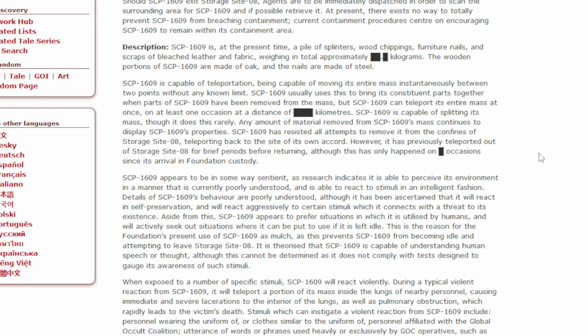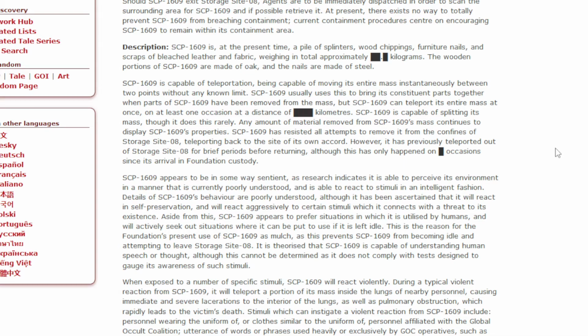It's capable of teleportation, being capable of moving its entire mass instantaneously between 2 points without any known limit. It usually uses this to bring its constituent parts together when the parts have been removed from its mass, but it can teleport its entire mass at once, and on one occasion at a distance of [blank] kilometers.